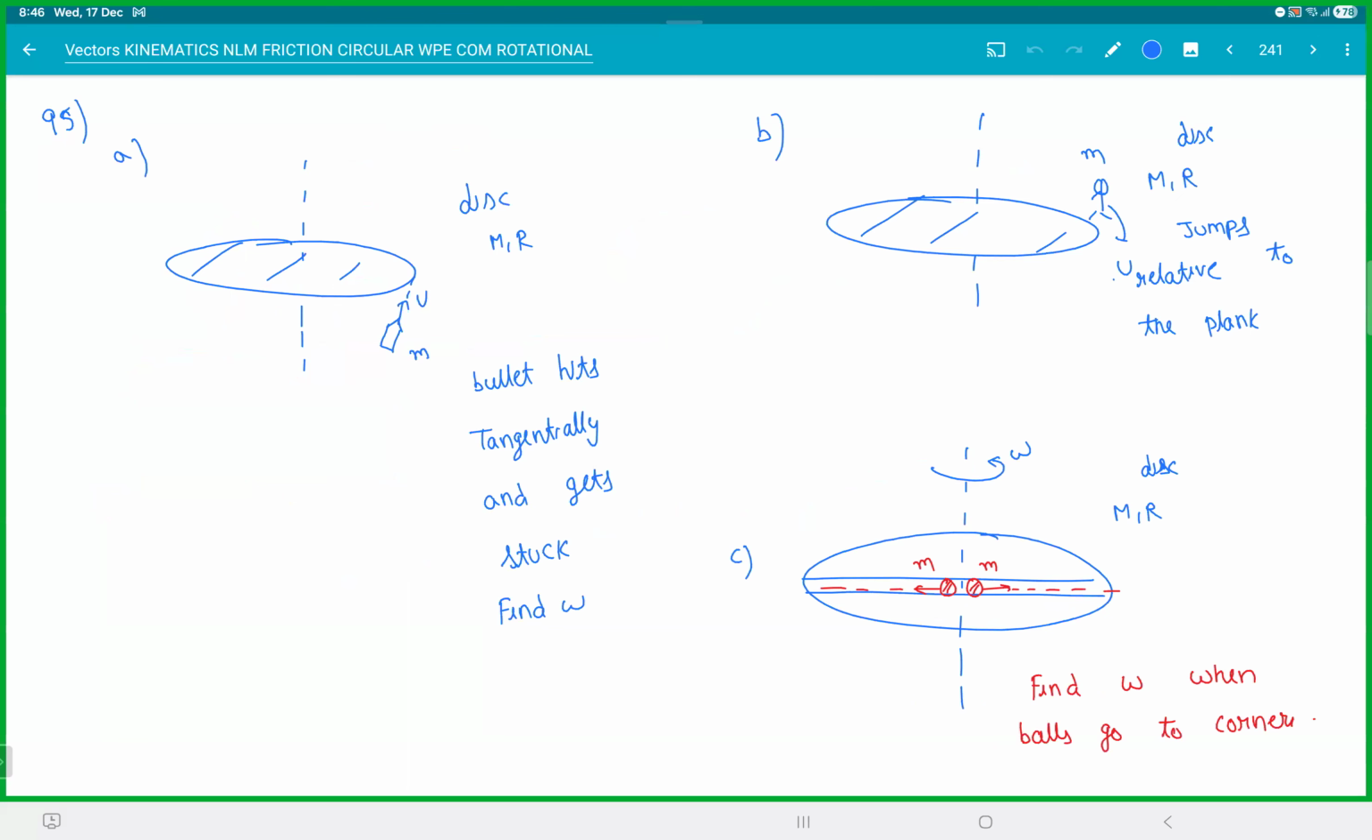Then we have a disk here, with mass and radius given. A bullet hits tangentially and gets stuck. Again, standard questions. A man of mass m is standing on the edge of the disk and jumps with speed u relative to the plank. Find omega of the disk. There is a disk with two spheres inside and it rotates. The spheres go to the corner. Find the new omega. These are some standard models on angular momentum conservation.